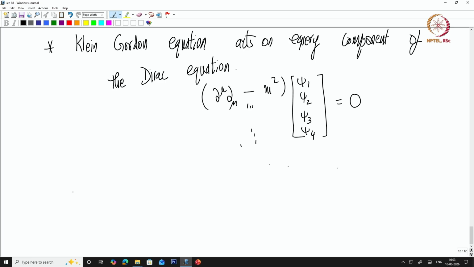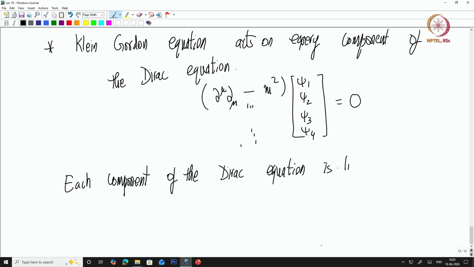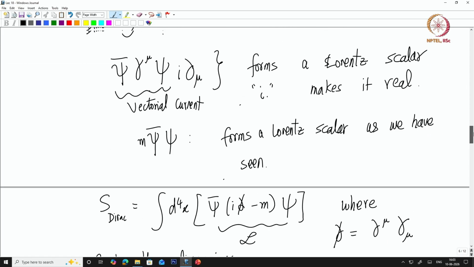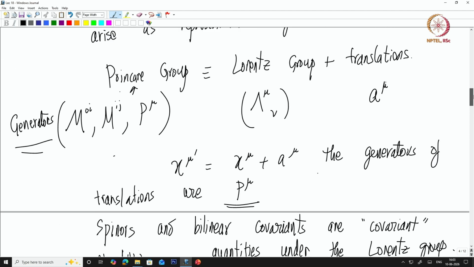So each component of the Dirac equation is like a scalar field. Okay, good. Now we will move to the solutions. So, before moving to the solutions, let me take a break. Essentially, I will stop here, and then we will come back while doing the solutions.